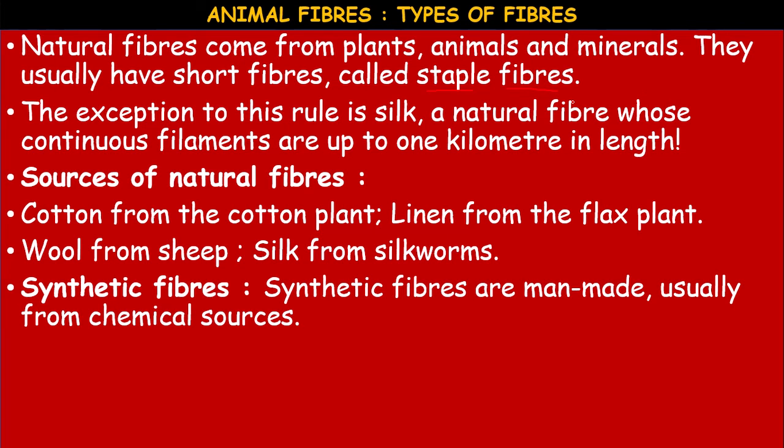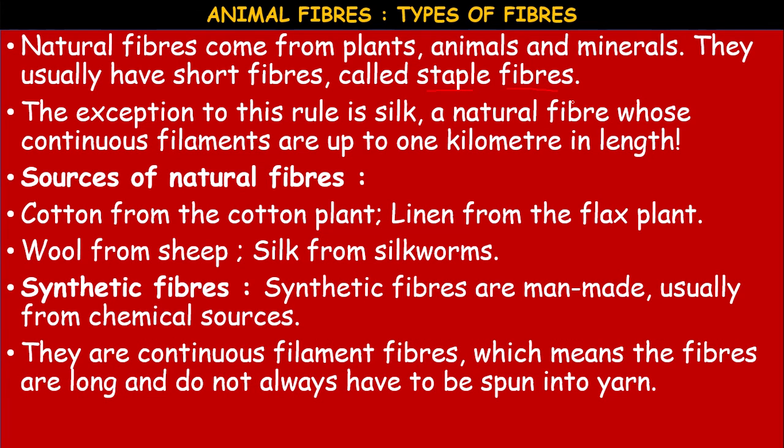Some examples of natural fibers. Now synthetic fibers. Synthetic fibers are also called man-made fibers. They are usually manufactured from chemical sources. Am I correct? They are made from chemical sources. So they are continuous filament fibers. The synthetic fibers are continuous filament fibers, which means the fibers are long and do not always have to be spun into yarn.